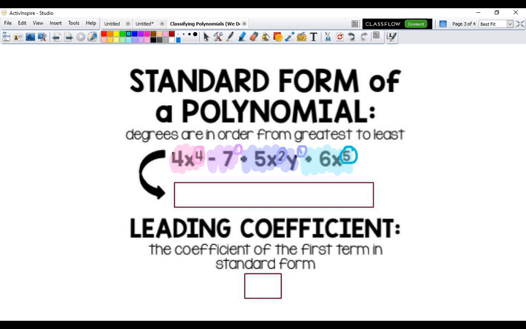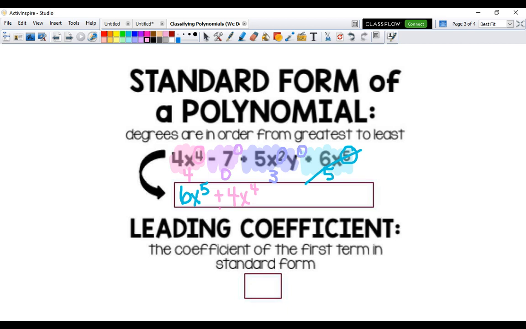So I'm going to rearrange these terms depending on the degrees from the greatest to the least. So I have a degree of 5, a degree of 3, a degree of 0, and a degree of 4. And I'm going to rearrange the terms from greatest to least depending on the degree. So which degree is the highest? 5. That means 6x to the 5th will come first. What's my next degree? 4. That means positive 4x to the 4th will come next.